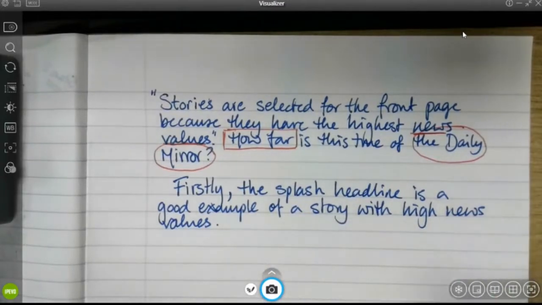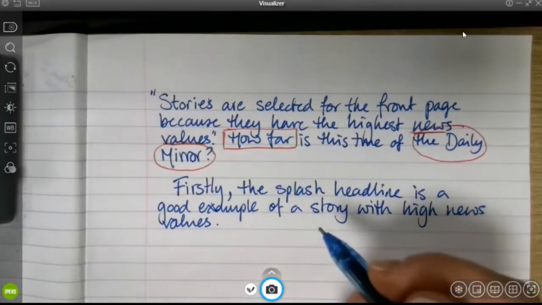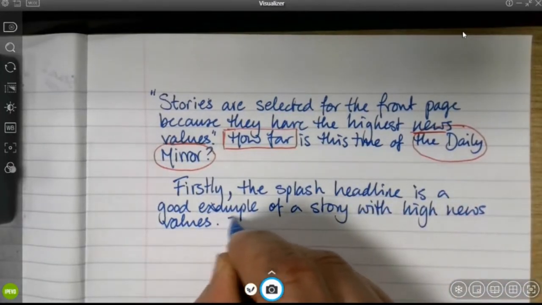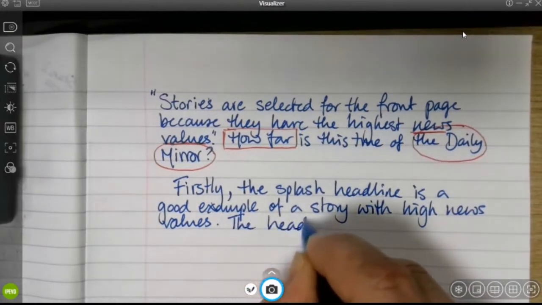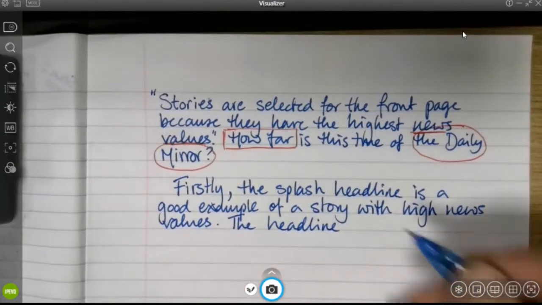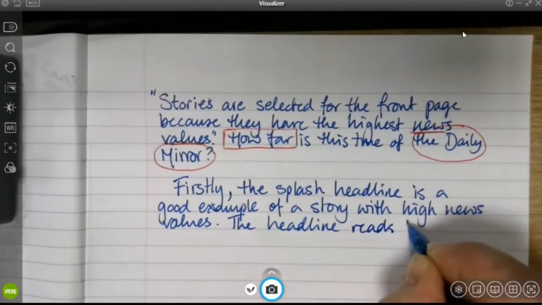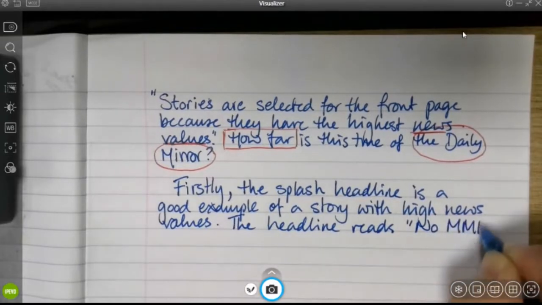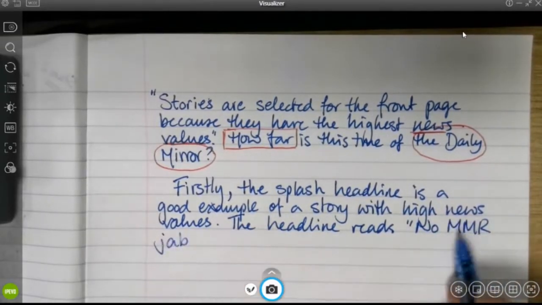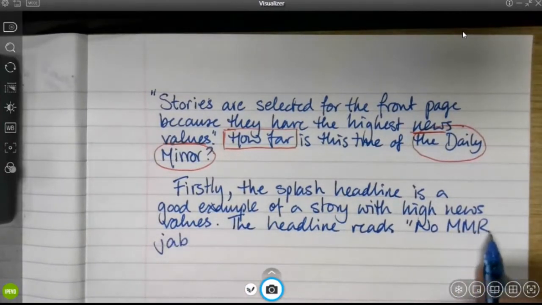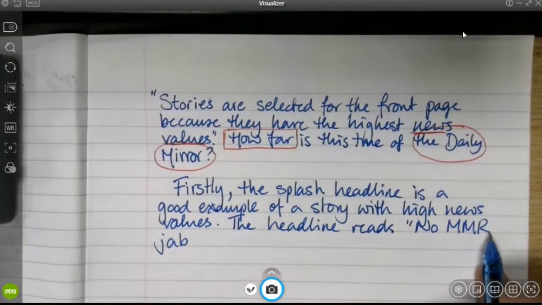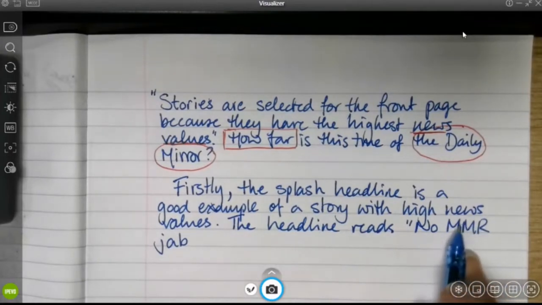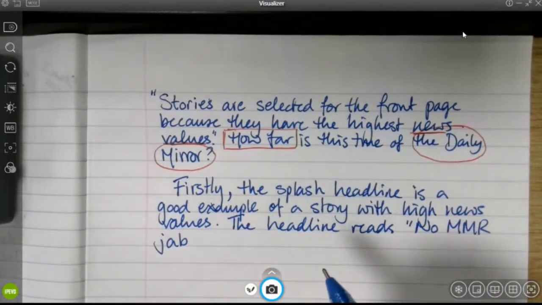Okay, so that's our what. Now we need to think about how. So let's talk about how it. So the headline, this is our evidence, reads "No MMR jab." Now, MMR stands for measles, mumps, and rubella. Rubella is what we used to call German measles in the old days. But these are traditional childhood illnesses that people don't tend to get anymore because they are immunized by this MMR jab.